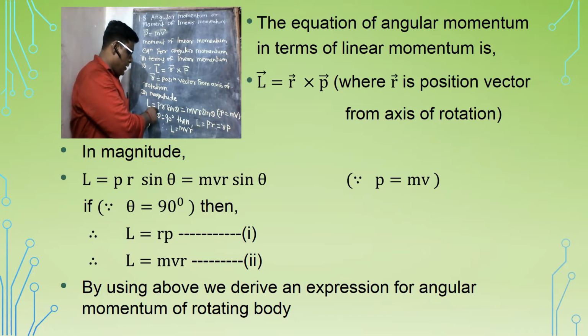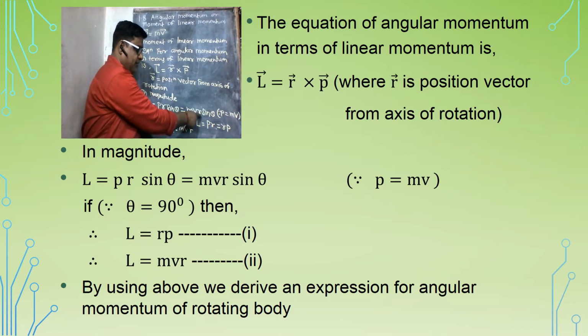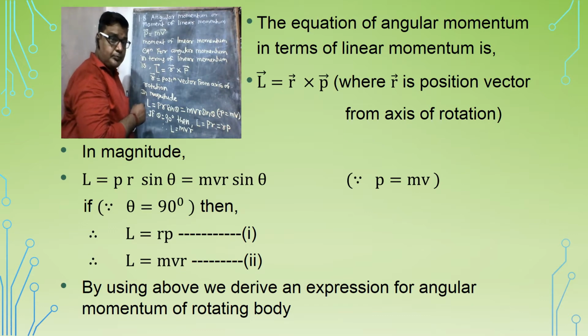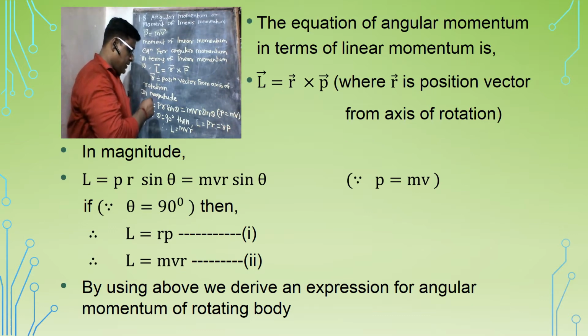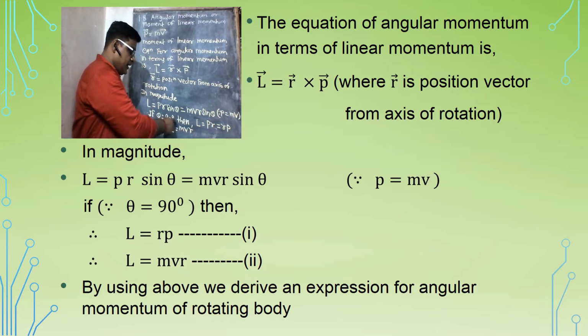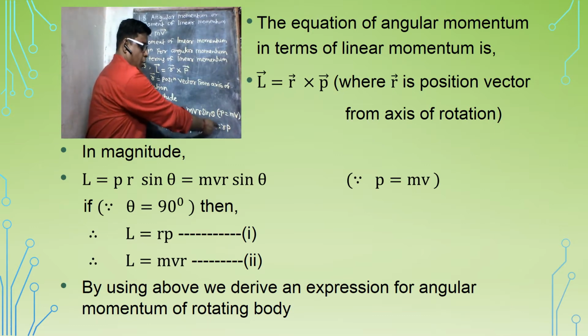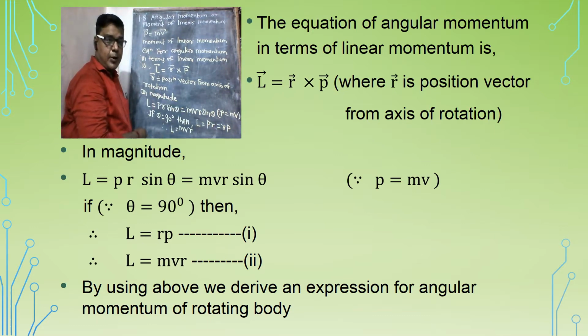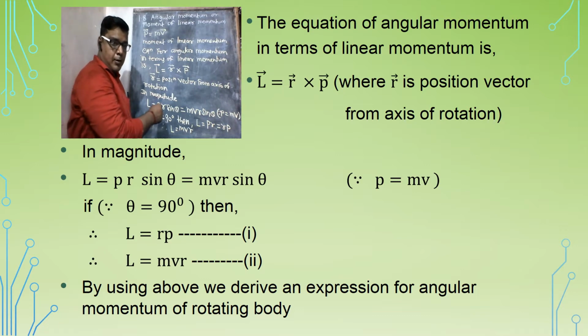L is equal to PR sin theta according to vector, and P is equal to mv, then we get mvr sin theta. But here the theta is 90 degrees. If the theta is 90 degrees, sin 90 is 1. Therefore, L is equal to PR or RP.